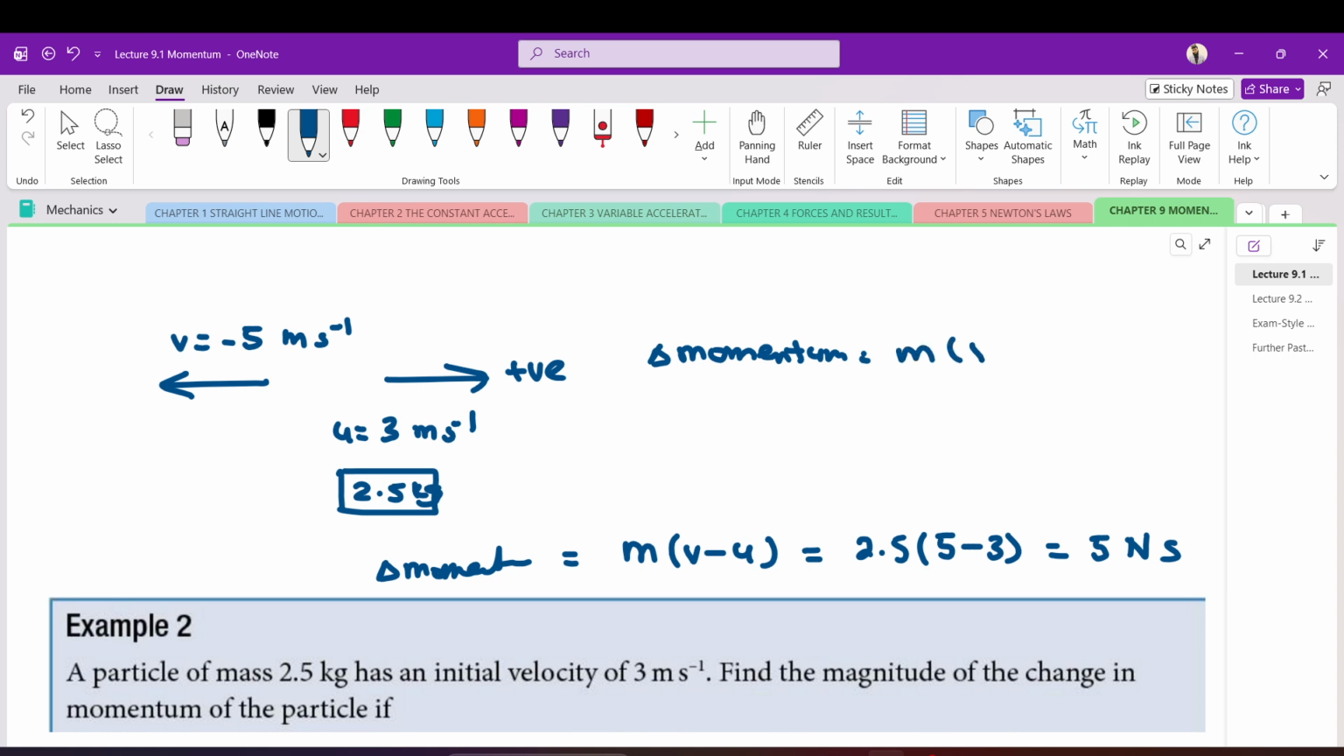If you work out the change in momentum, that will again be m times v minus u. Our mass is 2.5, final velocity is minus 5, and initial velocity is 3, so that will be 2.5 times minus 8. Let me work that out. 2.5 times minus 8 will be minus 20 Newton seconds.